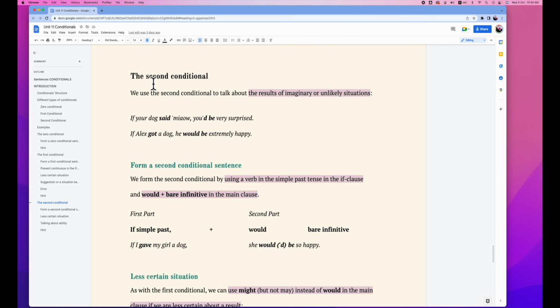Number one, in what situations should we use the second conditionals? For the second conditionals, if an imaginary situation A happens, then B would happen today or right now. Let's take a look at the situations in detail. We use the second conditional to talk about the result of imaginary or unlikely situations in A. Imaginary situation: if your dog said meow, then B would happen. You would be very surprised. Imaginary situation: if Alex got a dog, B, he would be extremely happy.